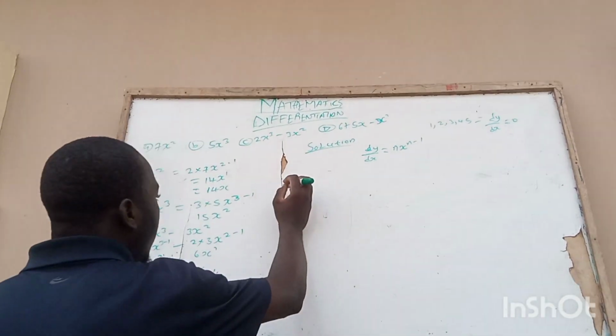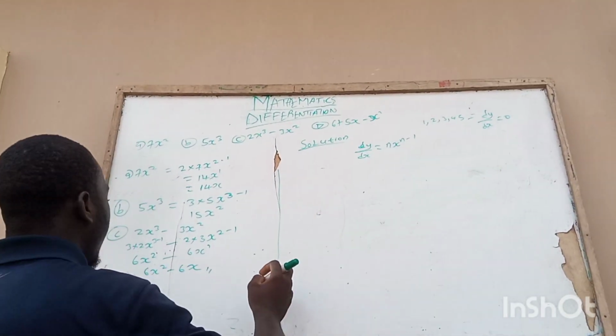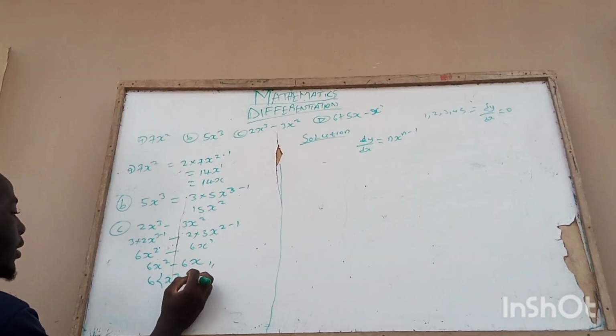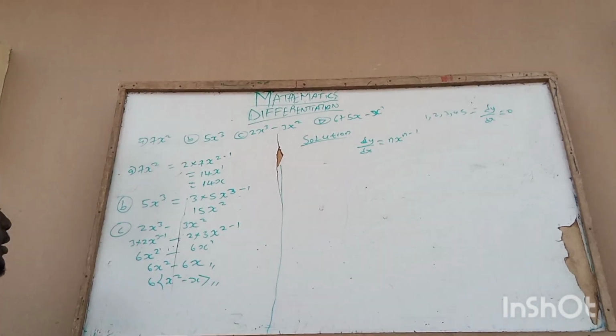For me I can just say 6 into bracket x squared minus x. It is the same thing.